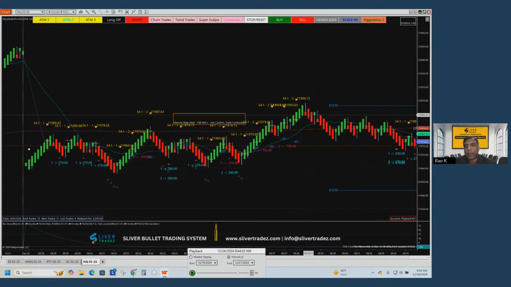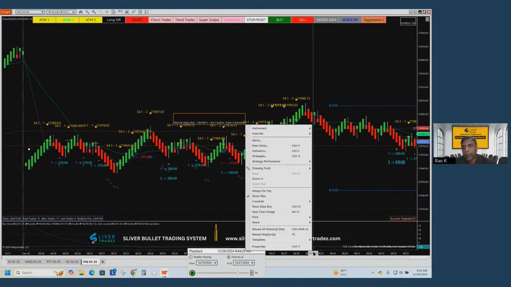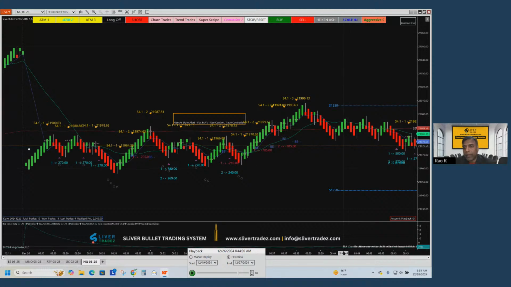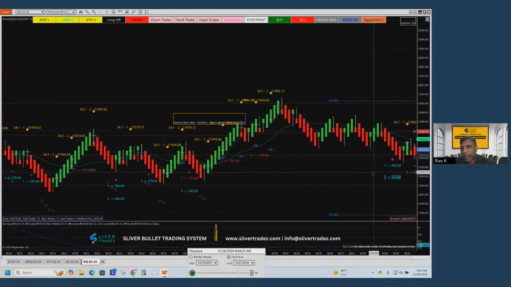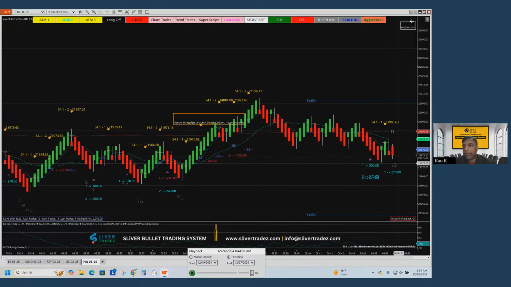But from here, after a good pullback, the market started to move back down, and these 2 trades that it took gave me a profit of $500. Then actually it took a total of 3 trades here, 1, 2, and 3. So 500, 570, 670, and the final trade gave me $270. So I reached my target of $2,045. So this is the beauty of automating our trading.